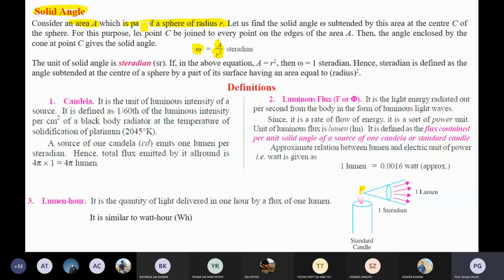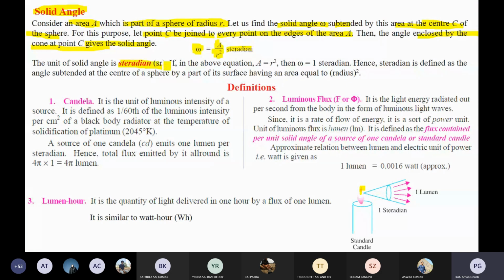The unit of the solid angle is known as SR, steradian. So if A equals R square, that area is R square, then R square by R square equals omega, so omega equals 1. Both the area and the radius square are similar, so it comes to 1. Hence the standard definition: the steradian is the angle subtended at the center of the sphere by a part of the surface having an area equal to the radius square. It's a simple thing. With the solid angle done, we can go to the different definitions.